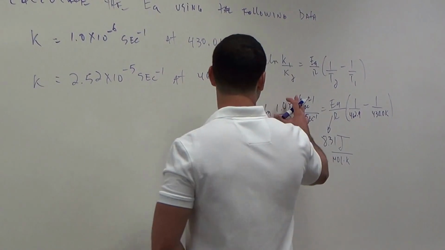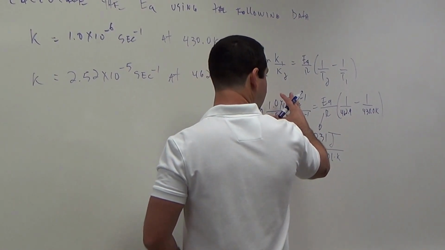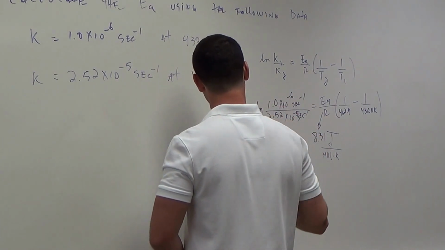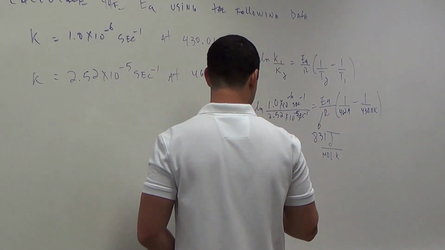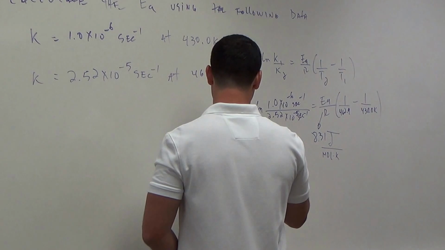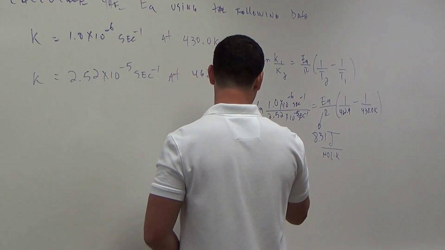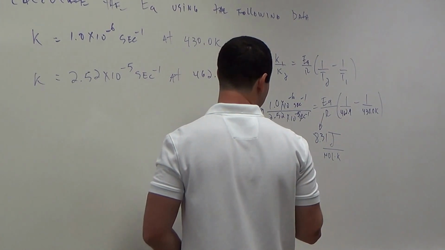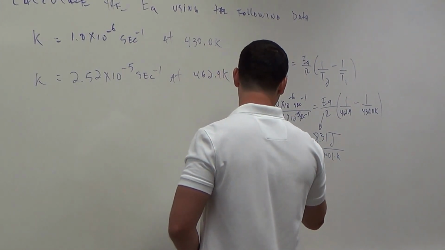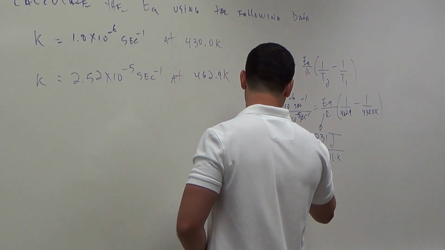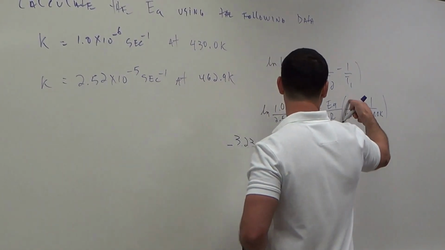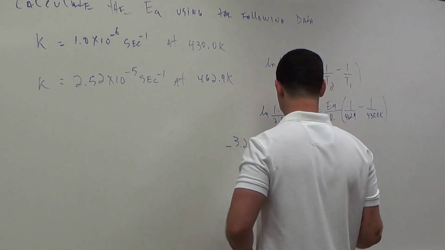So what's this equal to? Tell me what this is equal to, only this. Negative 3.23. Negative 3.23. We're looking for EA. Right. This minus this is equal to what?